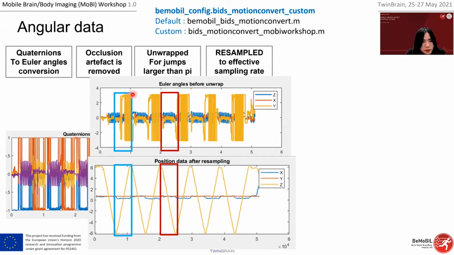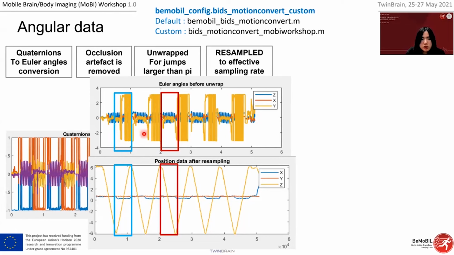These vertical lines are there because when you represent angles, plus pi and minus pi, so plus 180 degrees and minus 180 degrees, are the same angle. So when there is a small jitter, it looks like it's jumping between these two values, but they are actually the same value, jittering very slightly.